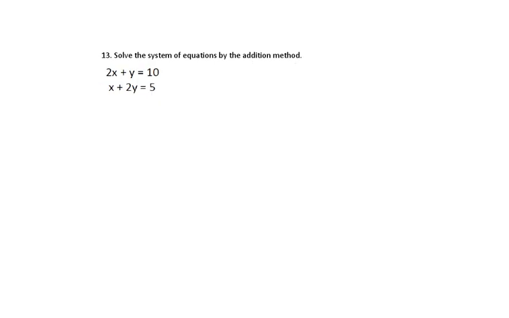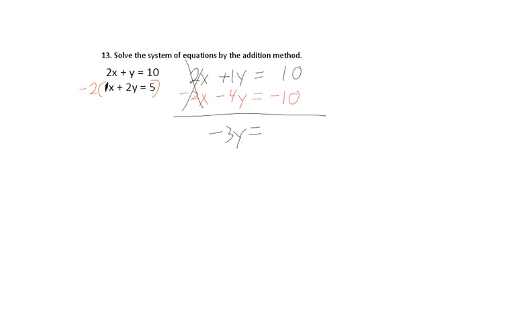Okay, so 13. On top, x has a 2, and on the bottom, x has a 1. So what I would like to do is multiply the bottom row by negative 2. So that becomes negative 2x minus 4y equals negative 10. And leave the top alone: 2x plus y equals positive 10. The 2s will go away as expected. But then 1 minus 4 is negative 3y, and 10 minus 10 is 0.